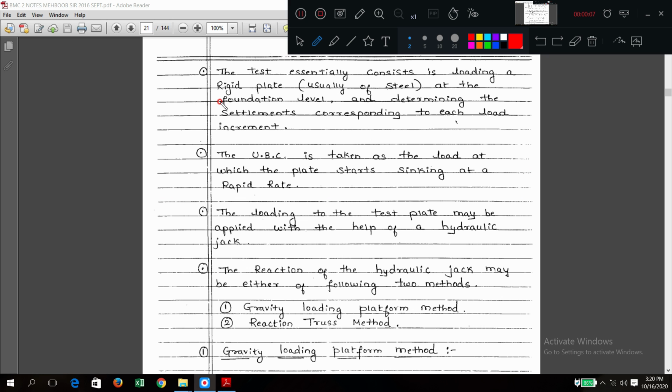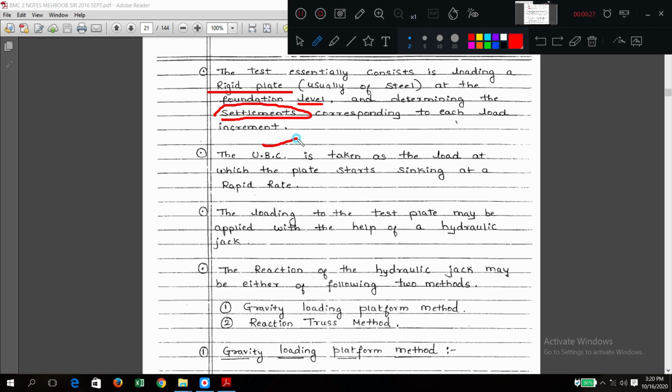In the plate load test, we have seen all of this through the diagram, so we'll just go through it. The test essentially consists of a rigid plate at the foundation level, and it will settle. It will determine the settlement. So no problem in understanding this.